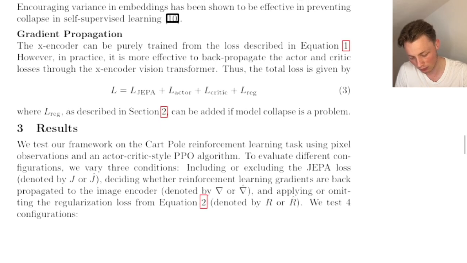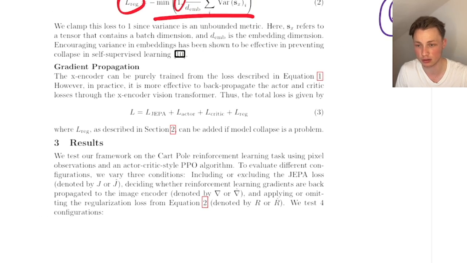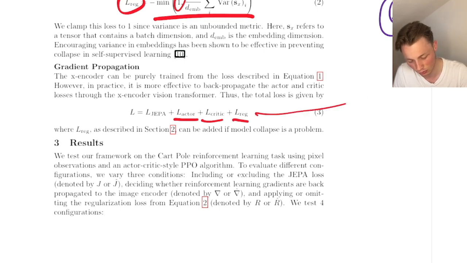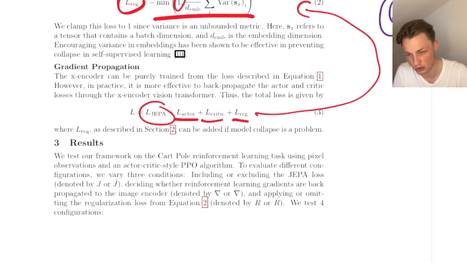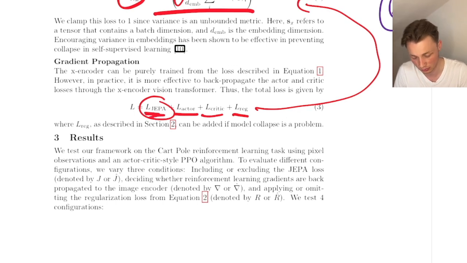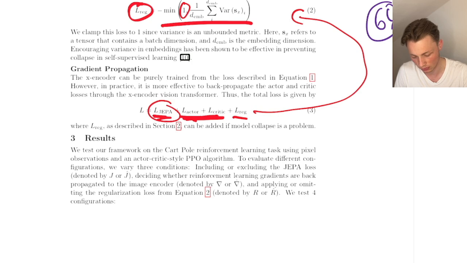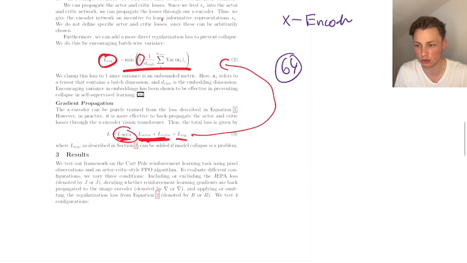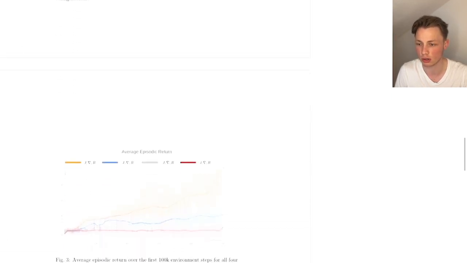Okay, now for the vision transformer we have not just one loss, we add all the losses together. So we have the loss of our actor, the loss of our critic, the loss of our regularization, so this loss, and also the JEPA loss. This one is L2 distance, this one comes from the PPO, and L reg comes from the regularization.